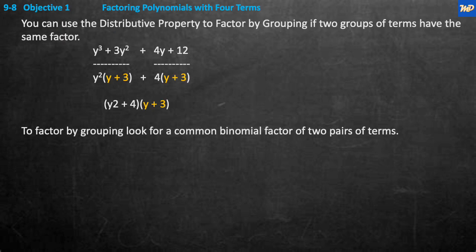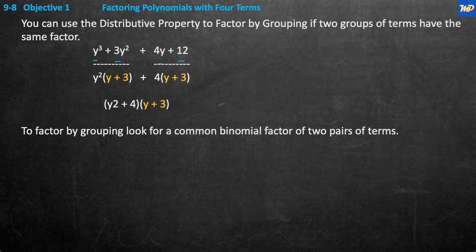Okay, objective 1, factoring polynomials with 4 terms. You can use the distributive property to factor by grouping if two groups of terms have the same factors. So let's look at these. What do we have in front of us right now? First of all, we're going to see 4 terms. So y cubed is one term, then 3y squared, 4y, and 12. And did you see how the exponents came down as we went from left to right? You order them this way when you're going to do this factoring by grouping.